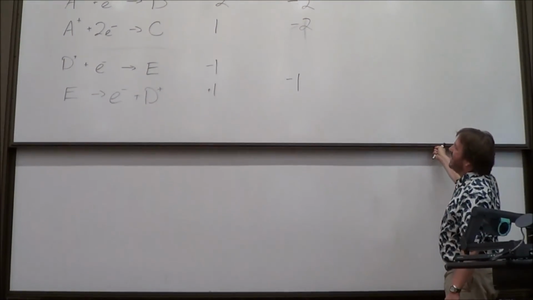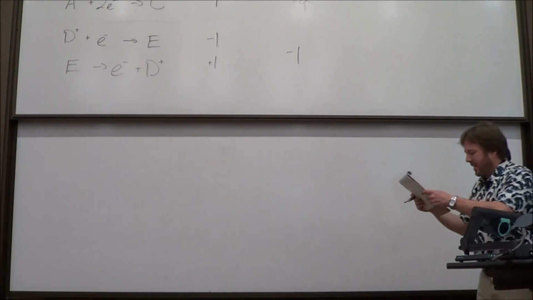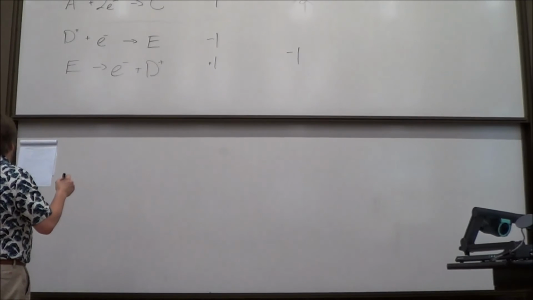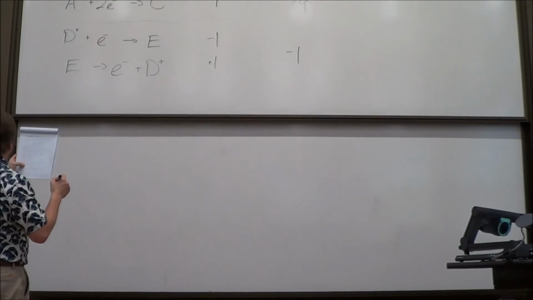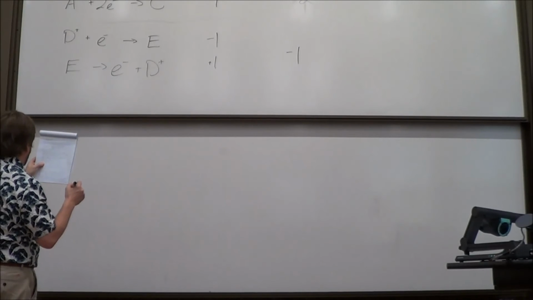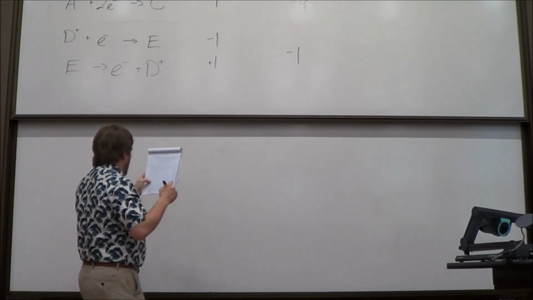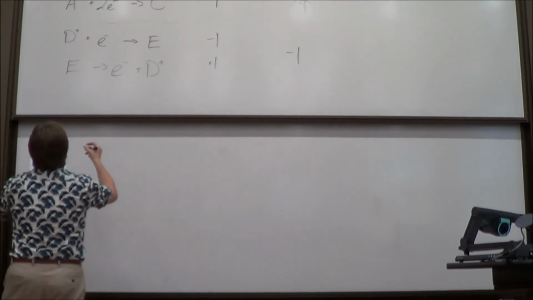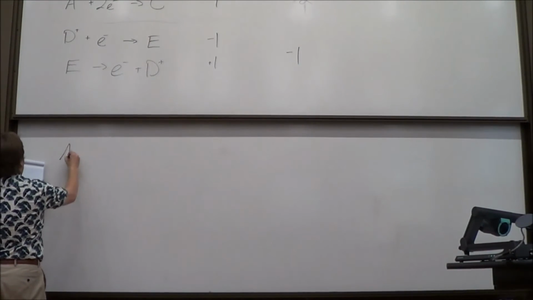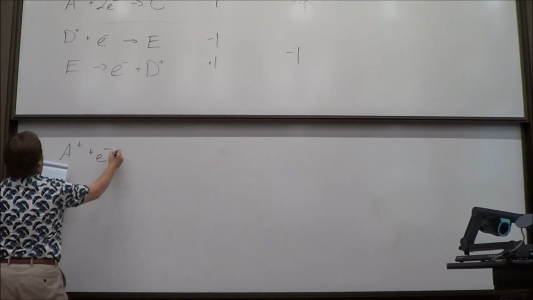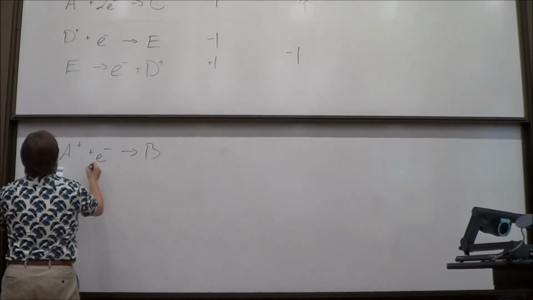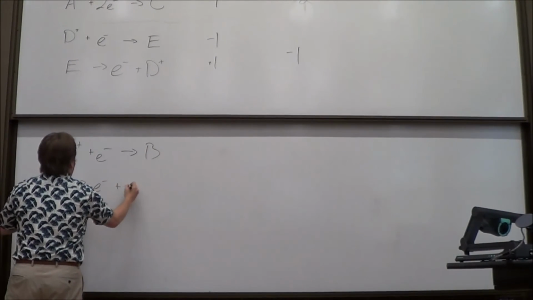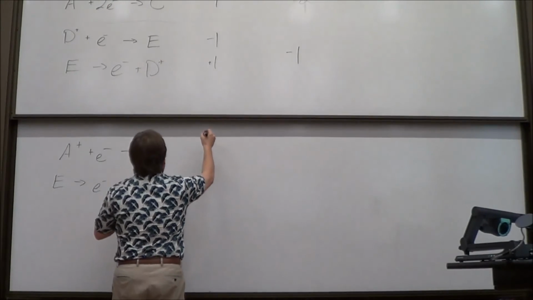So here, let's write out the different reactions. Let's just write them out so I don't get too confused. A plus an electron goes to B, and then let's add E goes to an electron plus D. Okay, EMF.